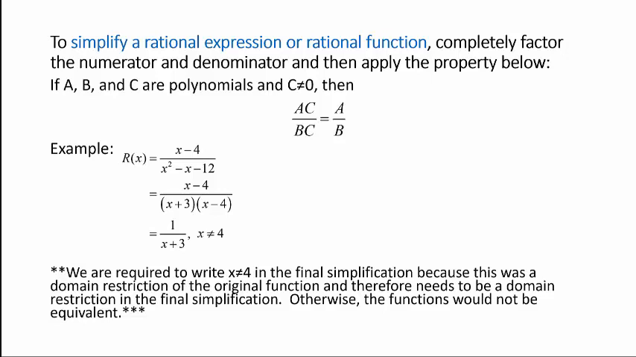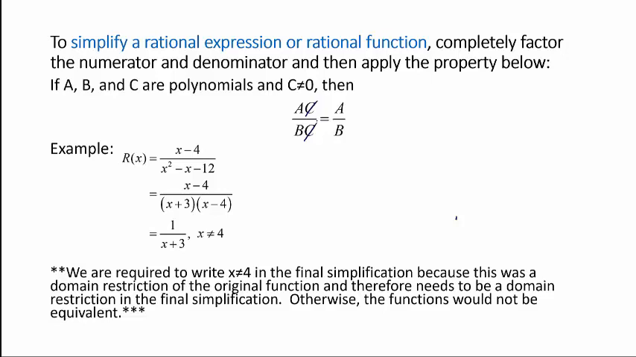Okay, so if a, b, and c are polynomials and c is not equal to 0, then if you have a times c divided by b times c, that's equivalent to a over b. Because essentially we're crossing out a factor of 1, okay? So c over c is considered to be 1. Okay, so I've got this example.